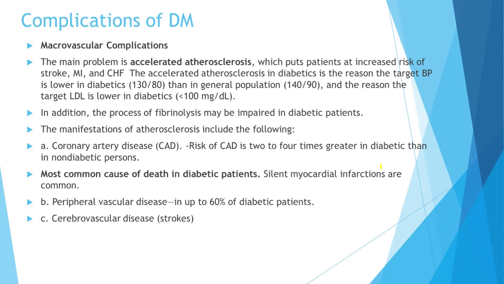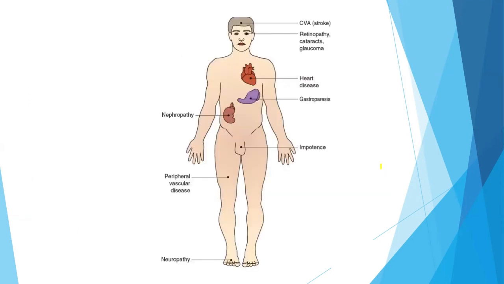So the risk of coronary artery disease is 2 to 4 times higher, and the most common cause of death in the patient is the silent myocardial infarctions, which is due to the microvascular complication or accelerated atherosclerosis. The peripheral vascular diseases are only present in 60% of the diabetic patients, and a few of them also experience strokes. Now, this is just a summary.